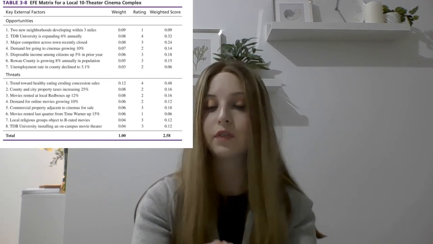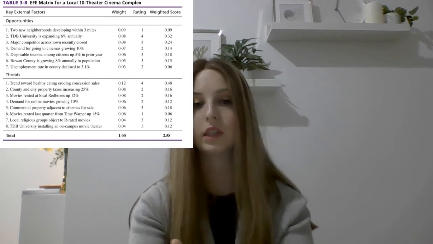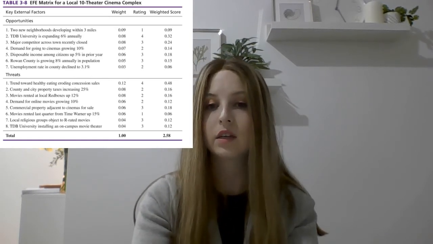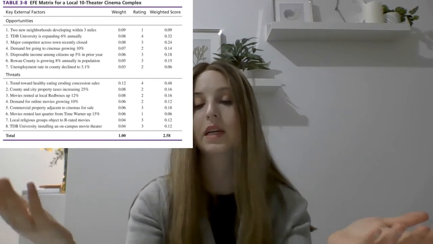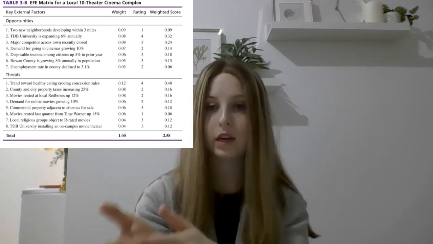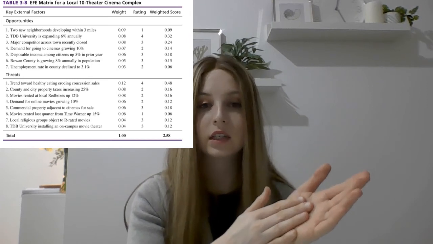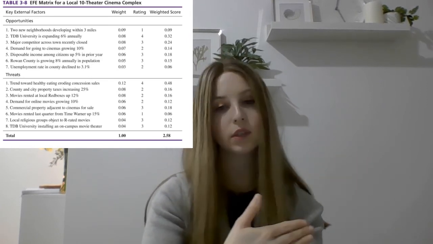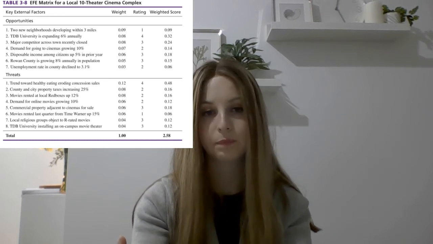They then gave each factor a rating, indicating how well they are responding to an opportunity or mitigating a threat. The rating ranges from 1, a poor response, to 4, where the response is considered superior. They then multiplied the weight by the rating to produce a weighted score for each factor, and then summed all the weighted scores to determine the total weighted score for the company.